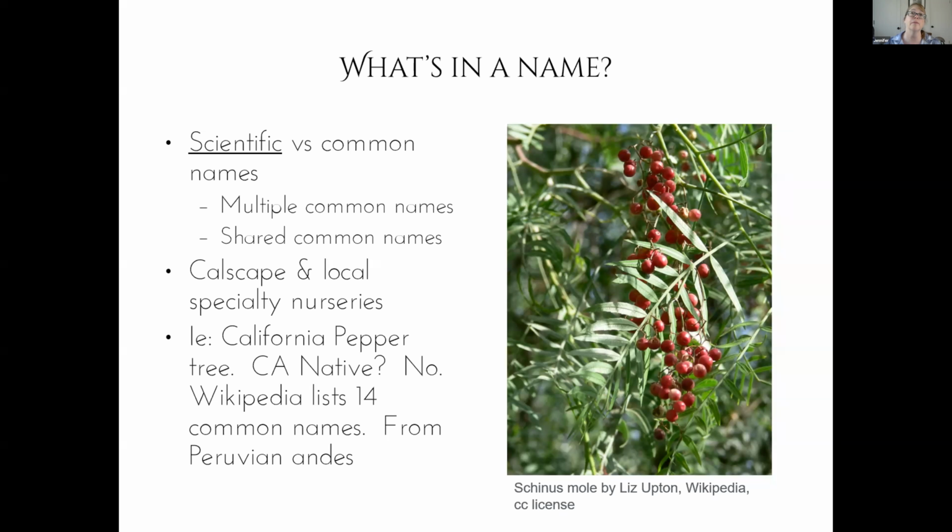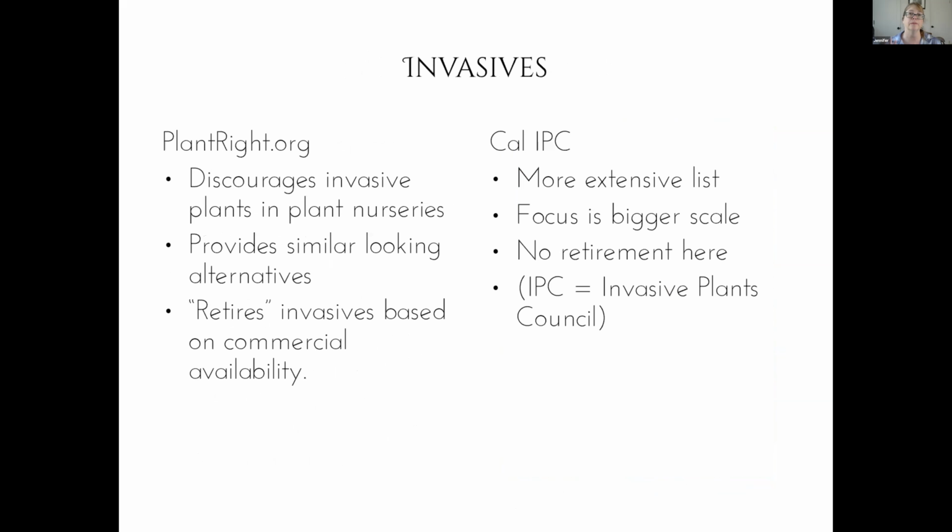Here's a great example. Schinus molle is a tree that I have often heard called California pepper. It's not from California. You can't use that common name and make the assumption that it means anything, because it doesn't. It's from freaking Peru. So start getting comfortable with the scientific names and cultivar names, and let's leave behind the common names and stop confusing everybody.